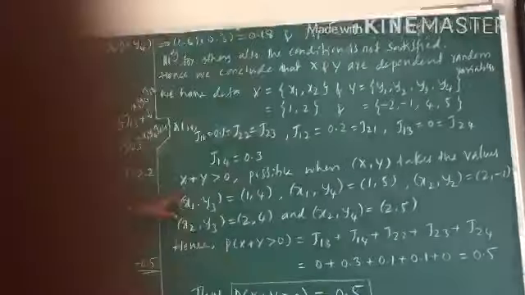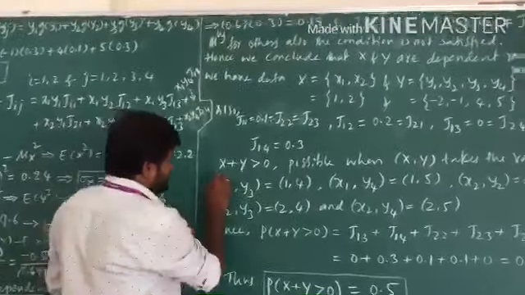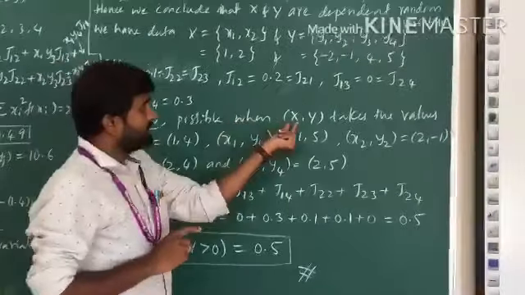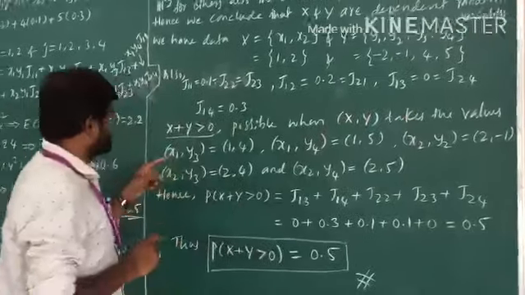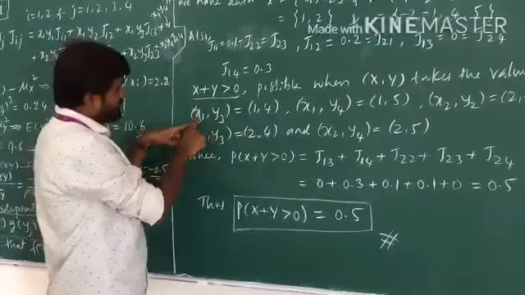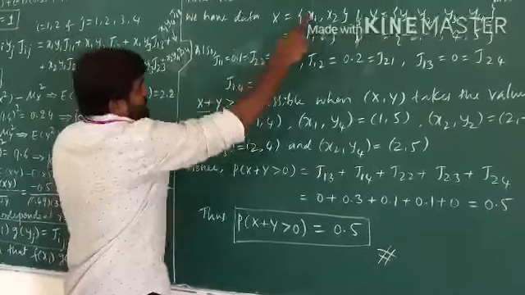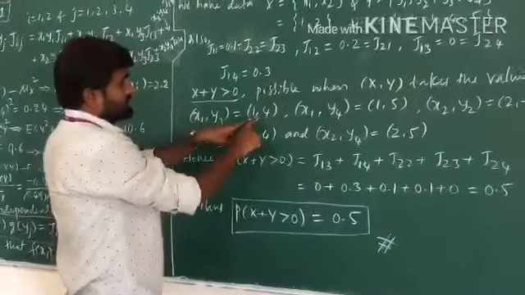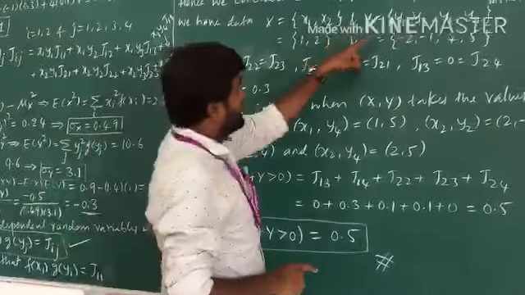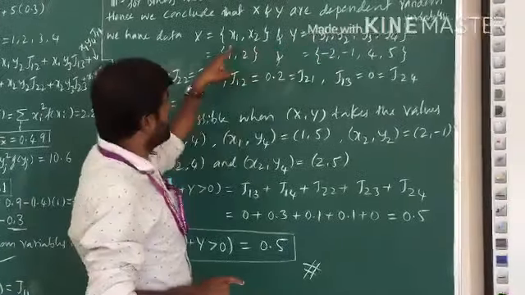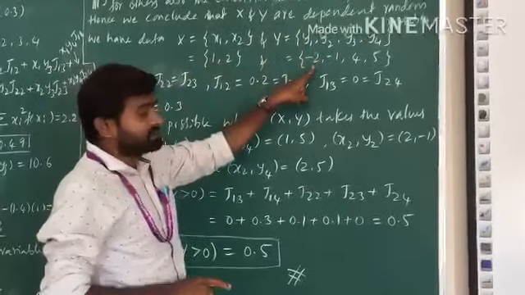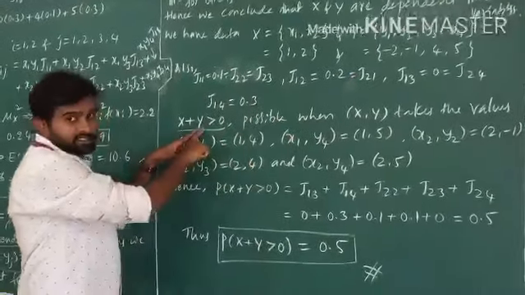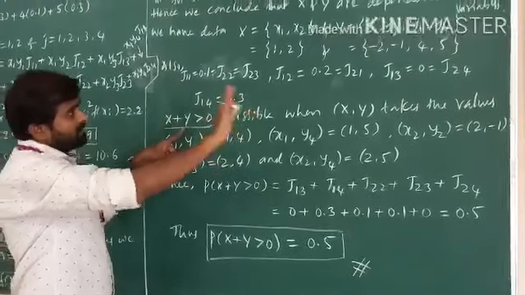Now the random variable x plus y must be strictly greater than 0. This is possible for certain values of x comma y. For x1 y1, x1 is 1 and y1 is -2, so adding gives -1. This condition is not satisfied, so I am neglecting it.